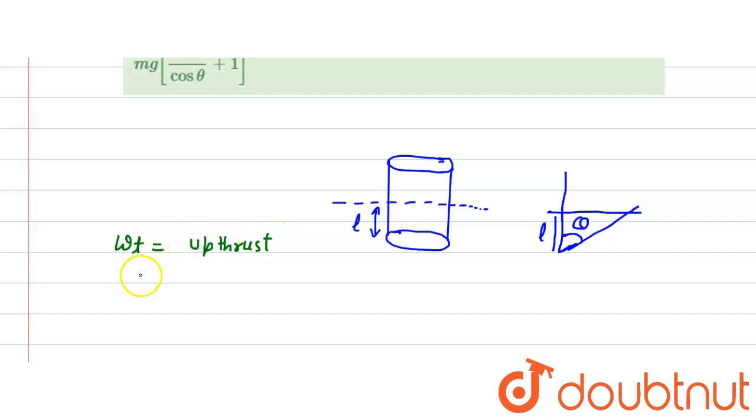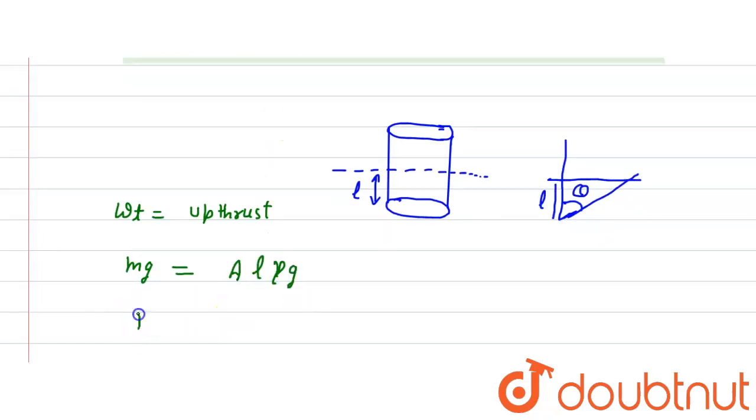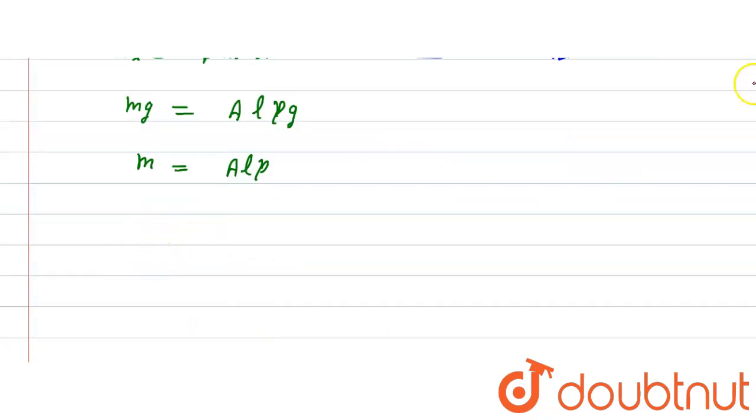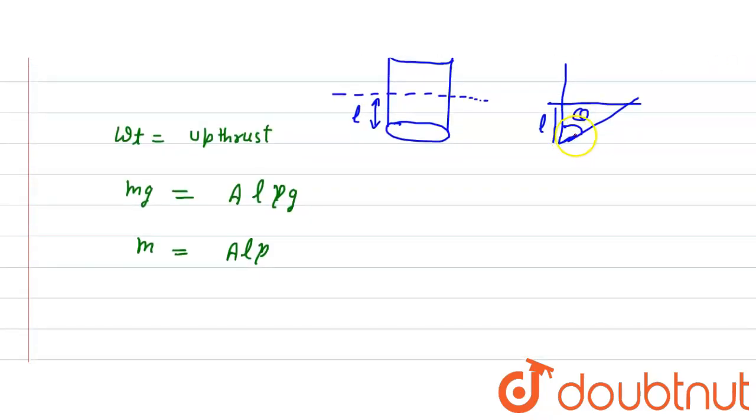Now the weight of the cylinder is mg, and for the upthrust, let L be the length of the cylinder in water in the vertical position, and A the cross-sectional area of the cylinder. As the cylinder is floating, the upthrust force is A L rho g. Now m is equal to A L rho. Now consider when the cylinder is tilted through an angle theta.